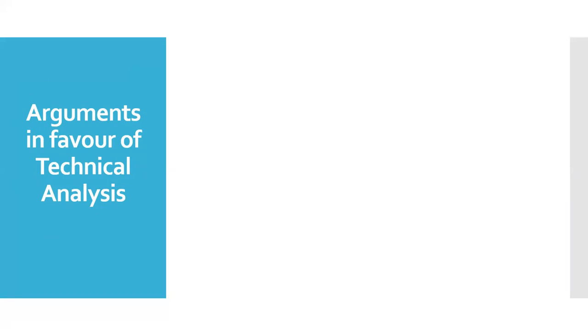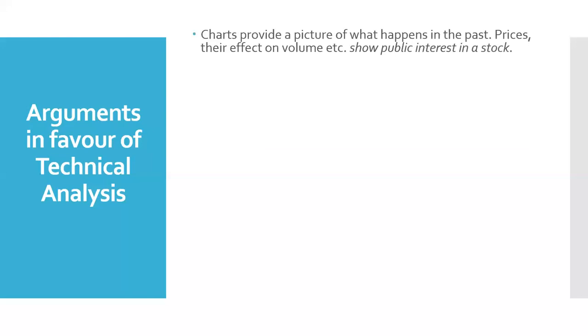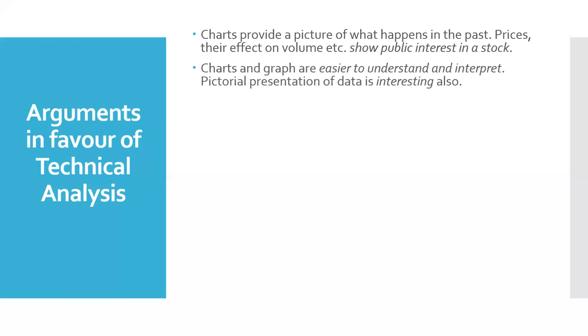There are some arguments in favor of technical analysis. A technical analyst uses charts. Charts provide a picture of what happened in the past. Prices and their impact on volume show public interest in a particular stock. So if one wants to see public interest in a particular share, then these charts can be used. Charts and graphs are easier to understand and interpret.